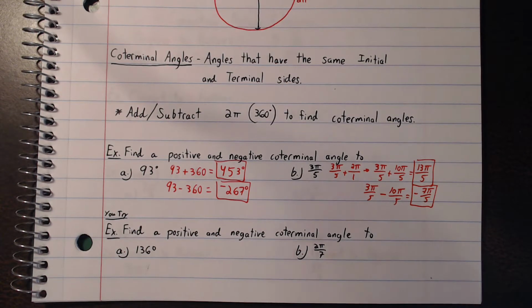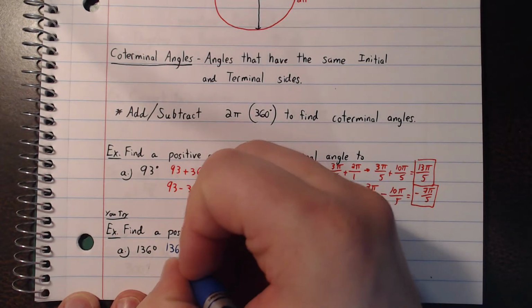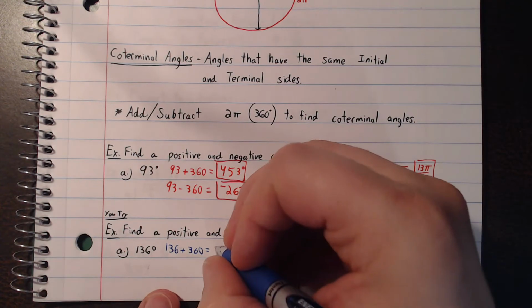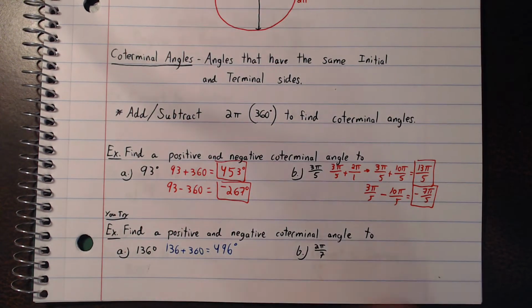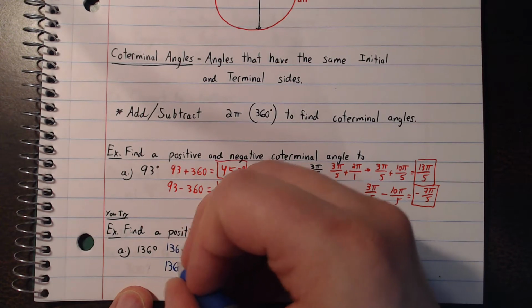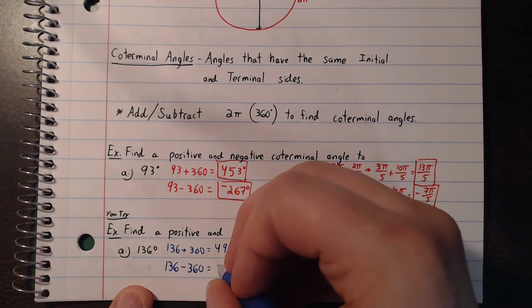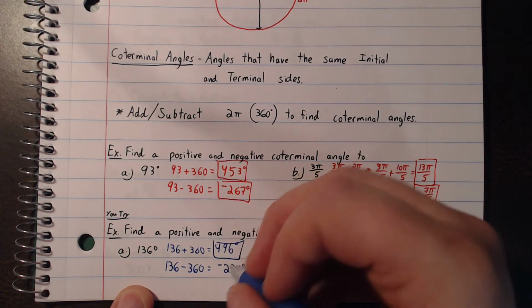Alright, let's see how you did. If you want a positive coterminal angle, we're going to add 360, and you should have come up with 496 degrees. If we want a negative, we're going to take 136 and subtract 360, and we come up with negative 224 degrees.